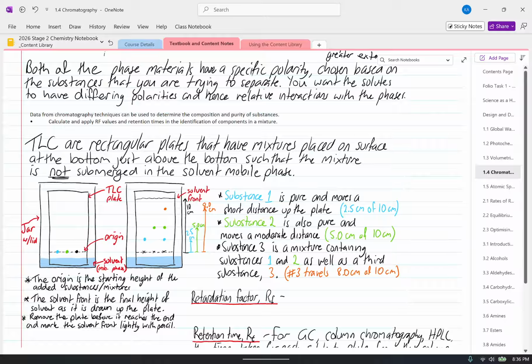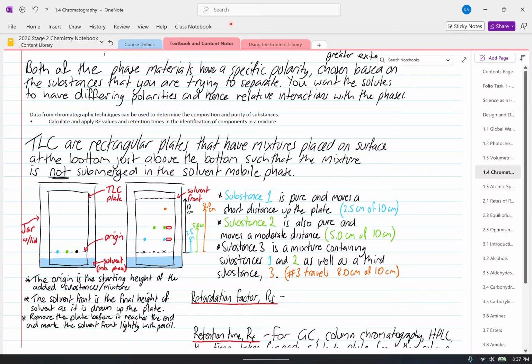Now, going back to number 2, it's traveled 5 centimeters out of 10. And again, there's only one substance. We started off with a green dot and we end up with a green dot. Now, substance 3, on the other hand, our black dot here, appears to have separated into 3 substances. So we have our blue dot just here, we have our green dot just here, and we have our orange dot just here. Now, the blue and the green are in the same position vertically as the substances 1 and 2 from our other 2 dots, but we have a new substance, our orange one, at 8 centimeters. So we have 8 centimeters up out of 10.